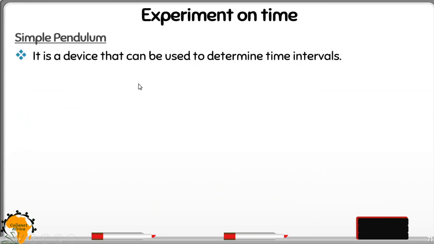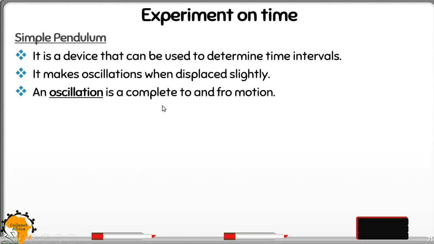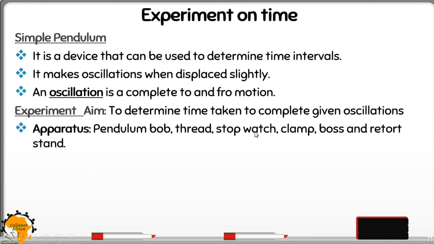Then we have an experiment on time. We are using a simple pendulum. This is a device that is used to determine time intervals, and it will help us to get the time of oscillations. And what is an oscillation? It is a complete to and fro motion. You displace it, it moves up and then it comes back to you. That is when we say that it has completed an oscillation. So we have an experiment to determine the time taken to complete given oscillations.